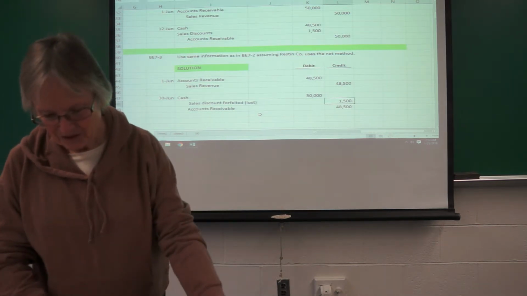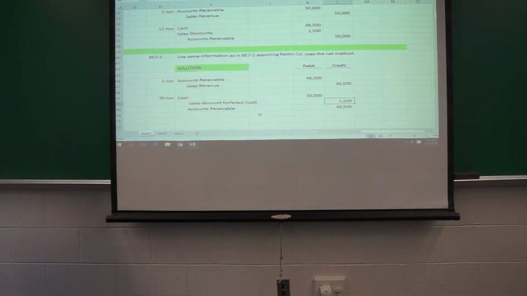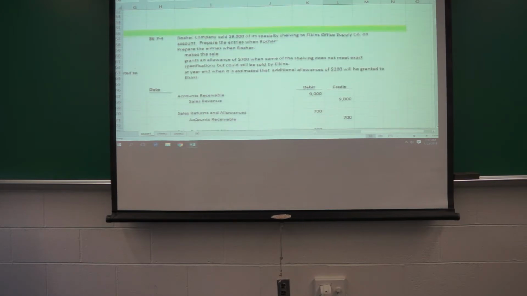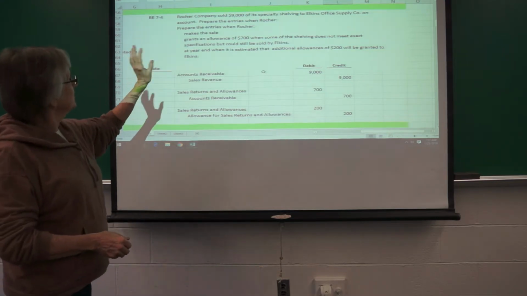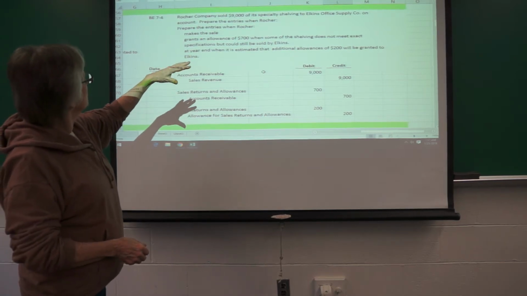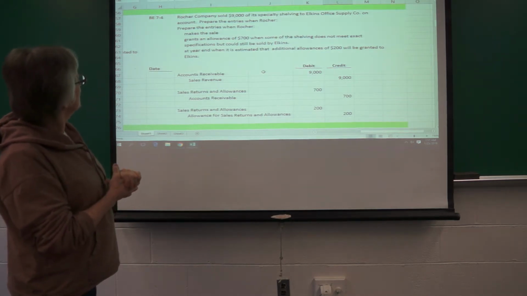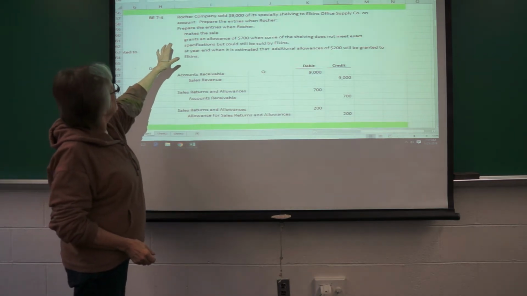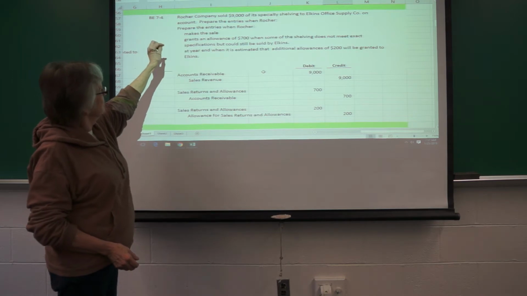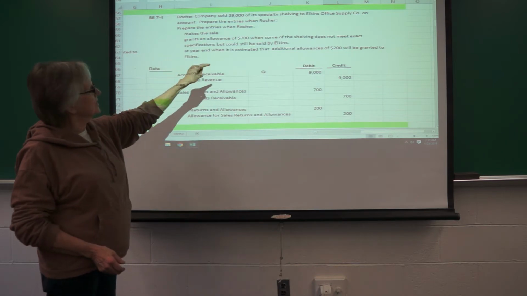Okay, the other thing is sales returns and allowances. Let's look at brief exercise 7.4. And this is another of the sort of variable consideration where your transaction price may vary depending on future events. So here they've sold 9,000 of shelving to this office supply company, and they don't put dates on this, which makes it a little bit difficult. Anyway, they've already granted an allowance because some of the shelving didn't meet exact specifications, but it could still be sold. And then at year end, it estimates it's going to have an additional amount.